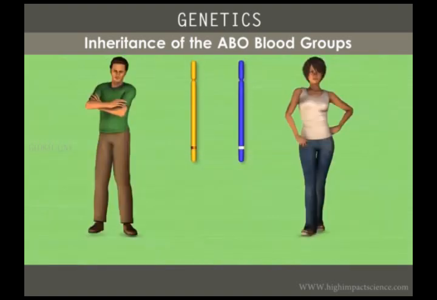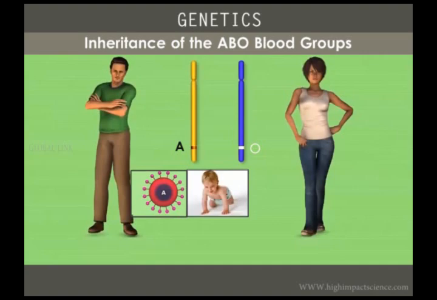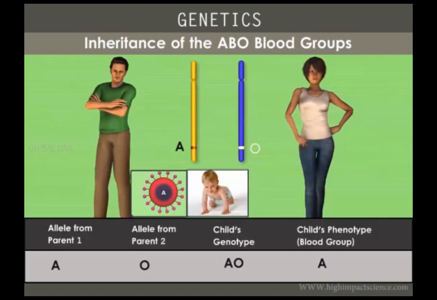Therefore, if the allele from one parent is A and the other is O, only A is expressed in the offspring because A is completely dominant over O. And so the red blood cell will have antigen A, and the genotype of the offspring will be AO, and the phenotype or blood group will be A.